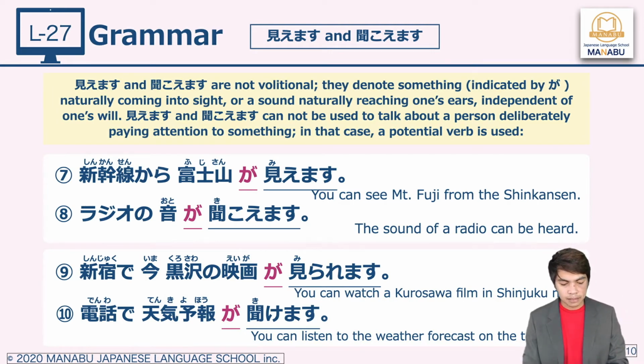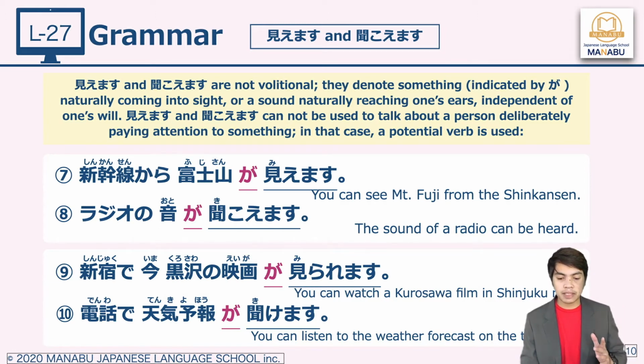Example number 10, Denwa de tenki yohou ga kikemasu. So denwa de, using a telephone. Tenki yohou means weather forecast. Tenki yohou ga kikemasu, from the verb kikimasu, which means to listen or to hear, and the other meaning of kikimasu is to ask. So you can ask for the weather forecast, or you can listen to the weather forecast using a telephone.